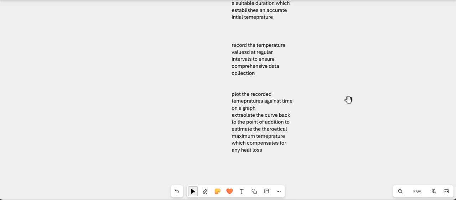Compliment. And then obviously plot the recorded temperatures against time on a graph and then extrapolate the curve back to the point of addition, to estimate the maximum temperature which compensates for any heat loss. Alright, cool.